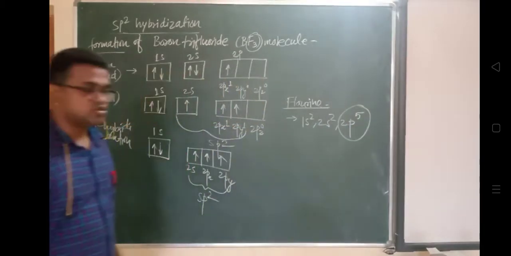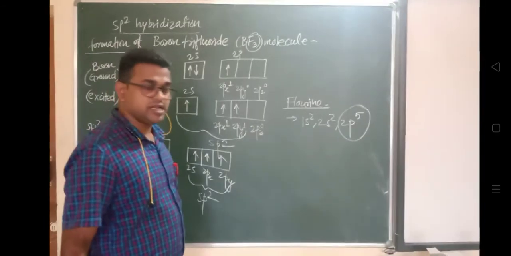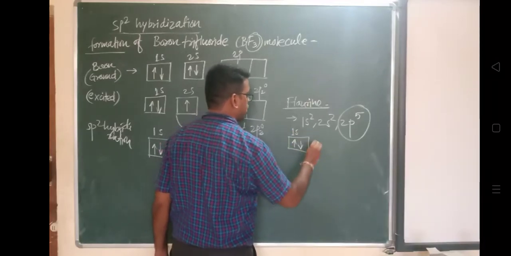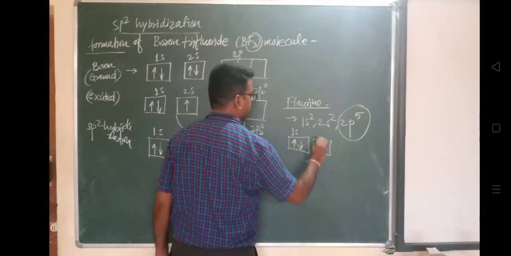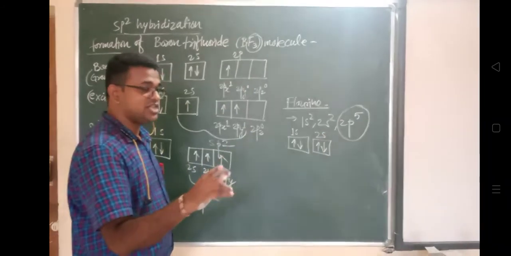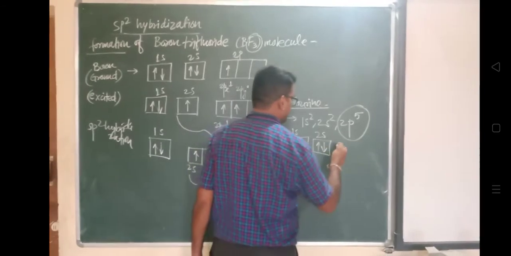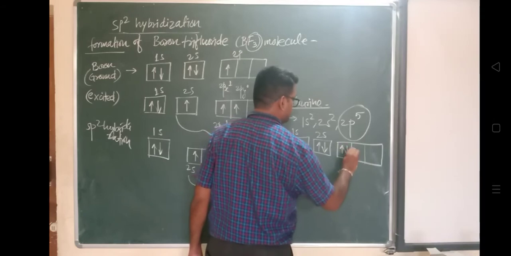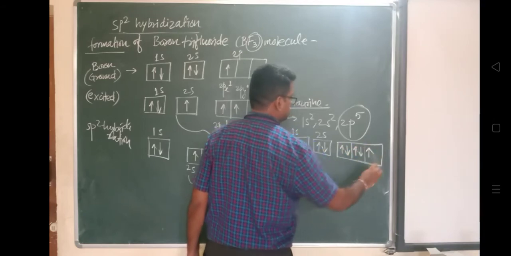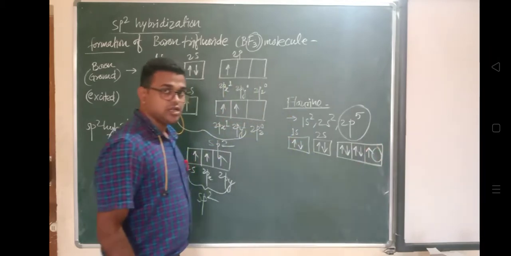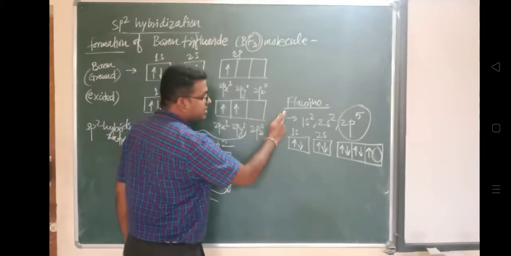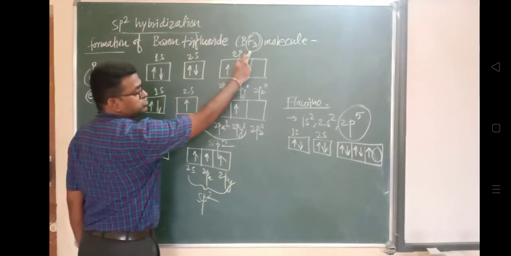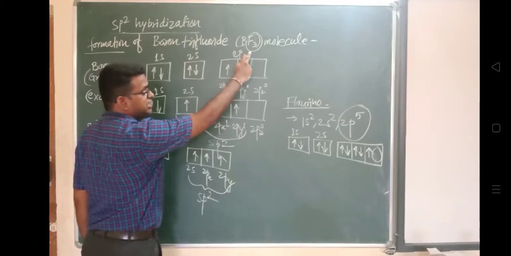So these are 3 unpaired hybridized orbitals. Now what will happen in these 3 orbitals? One fluorine atom will form a covalent bond with each of these orbitals, because in total there are 3 fluorine atoms, and in each fluorine atom there is one vacant place in the last orbit. So that vacant orbital will get merged for the 3 fluorine atoms, and in this way it will form covalent bonds and produce the BF3 molecule.